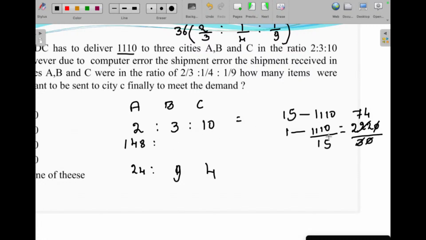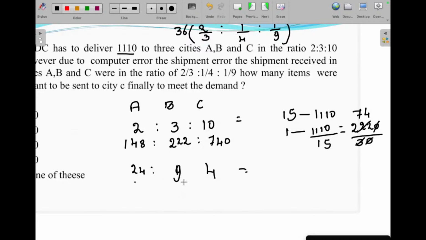Then 3 parts is 222. Then 10 parts is equal to 740. By mistake I am sending like this now. Again I need the same items, right? I am sending 1110 items only.